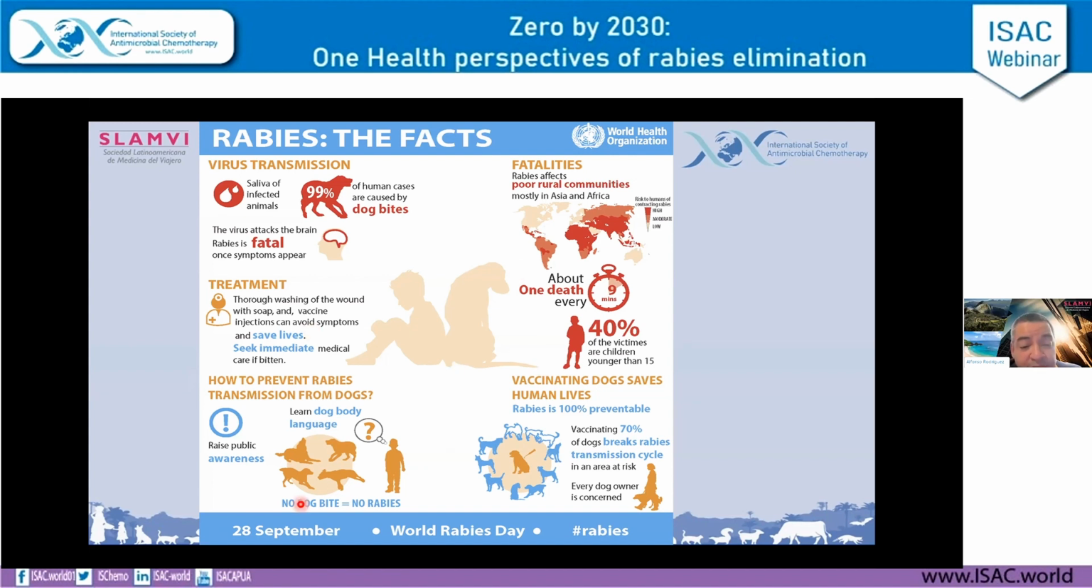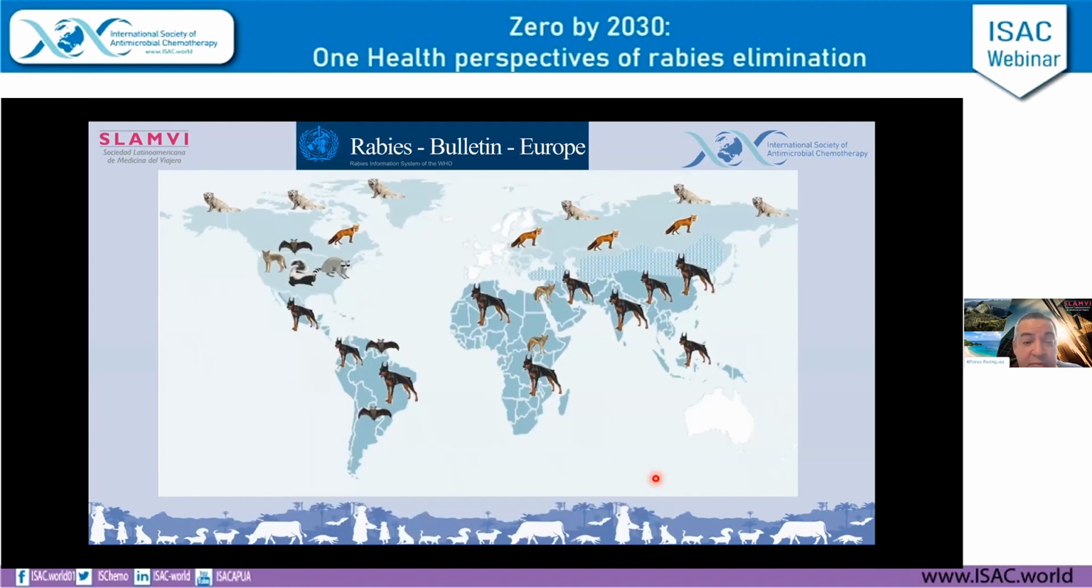And this is important then to prevent rabies transmission, not only from dogs, but especially from dogs, remembering that vaccinating dogs saves human lives. Rabies is 100% preventable, and vaccinating 70% of dogs may break the rabies transmission cycle in areas at risk related to those dogs transmitting rabies.